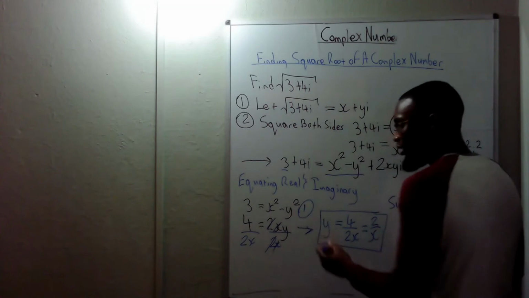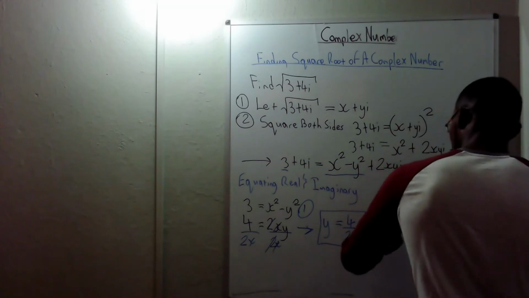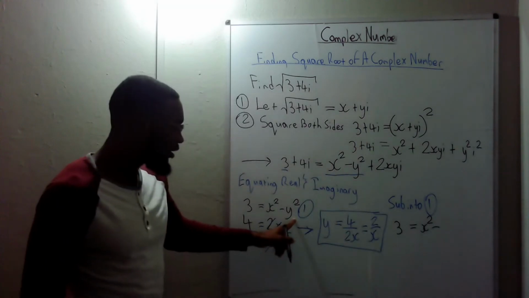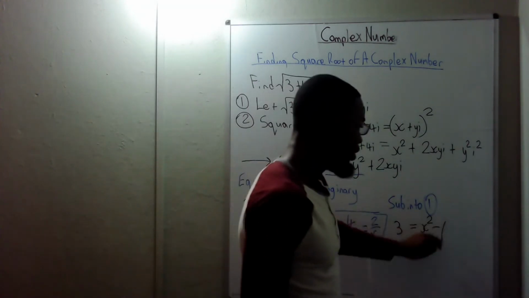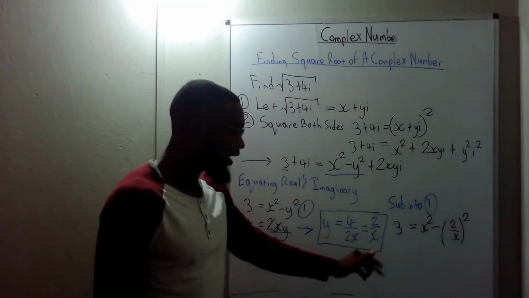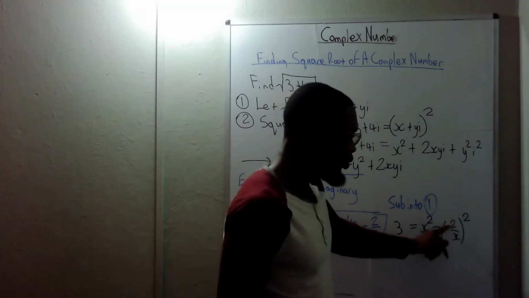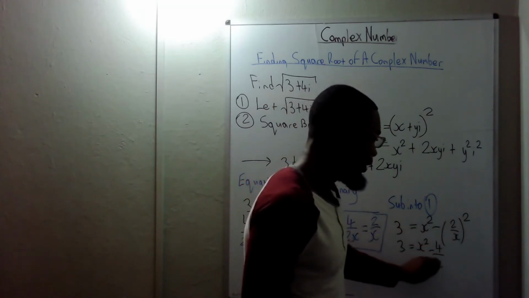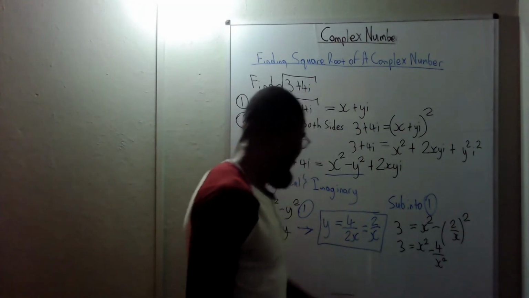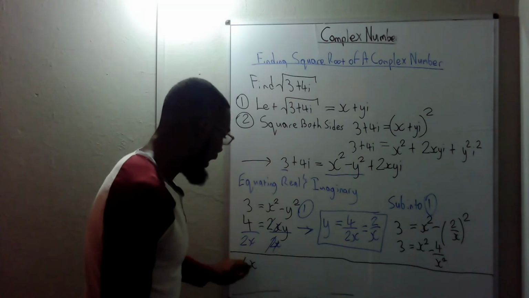When we substitute it into equation 1, we have 3 is equal to x squared minus y squared. But y is 2 over x, so it's now 2 over x all squared. Beautiful. Simplifying, we get 3 is equal to x squared minus 4 over x squared. Now we can multiply through by x squared.